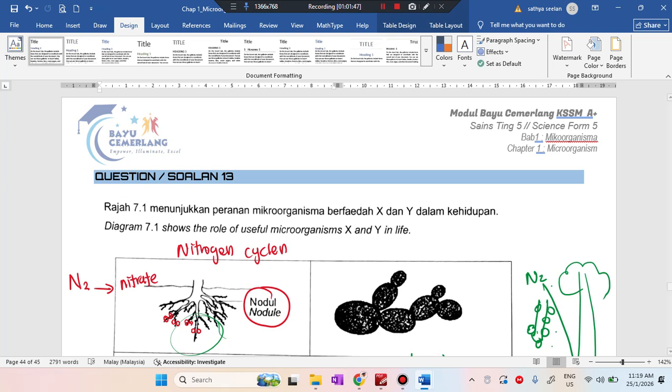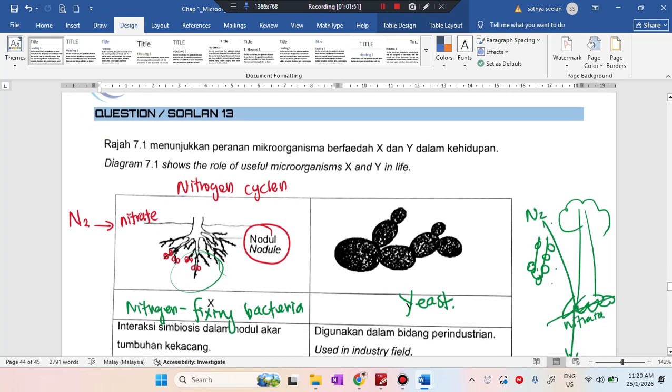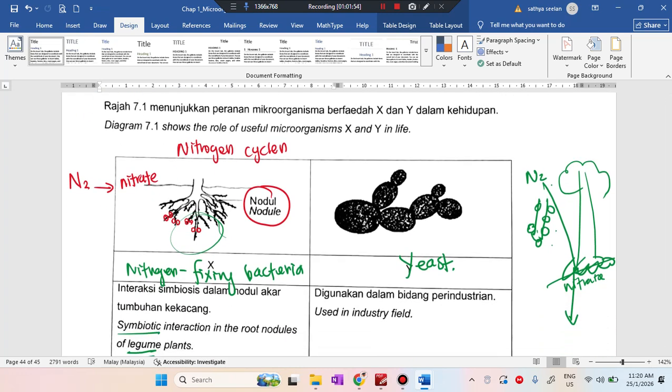Okay, so this is a beneficial bacteria, and this cactus shape is yeast, right? Now this is bacteria, this is yeast. Symbiotic interaction with the root nodules of legume plants. Legume means kacang. This nodule is not available in all kinds of plants, only the legume plants. The kacang tanah, kacang panjang, that kind of plant only will have this root nodule.